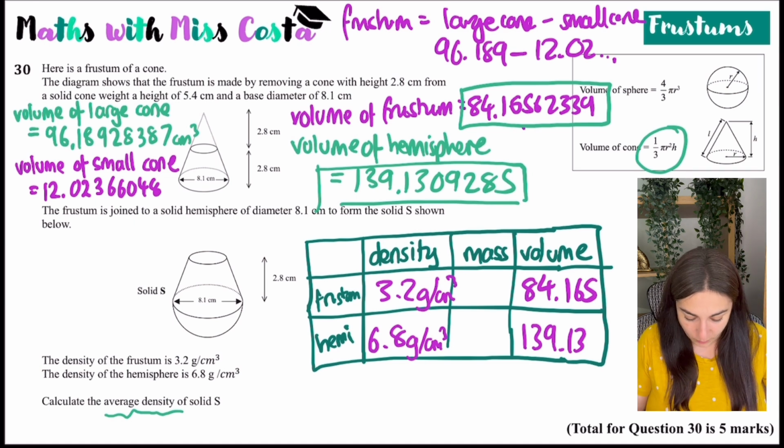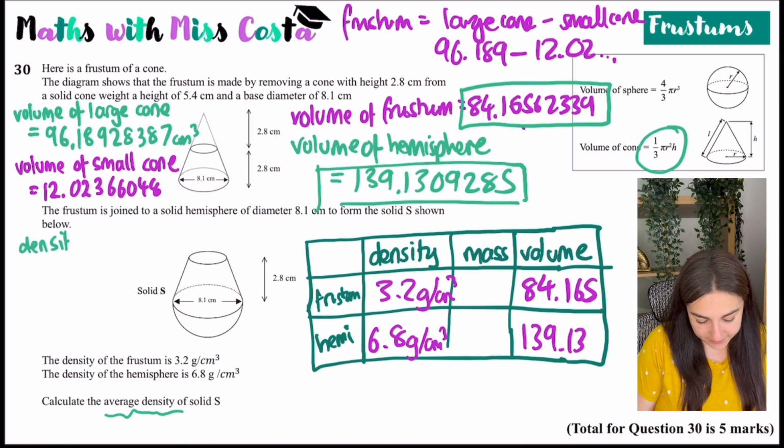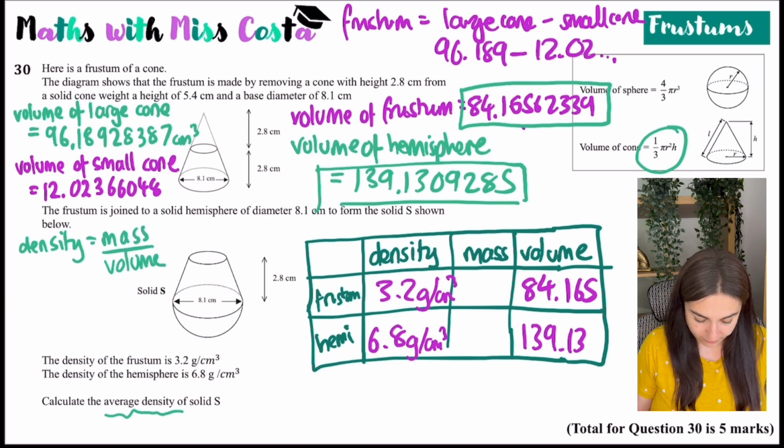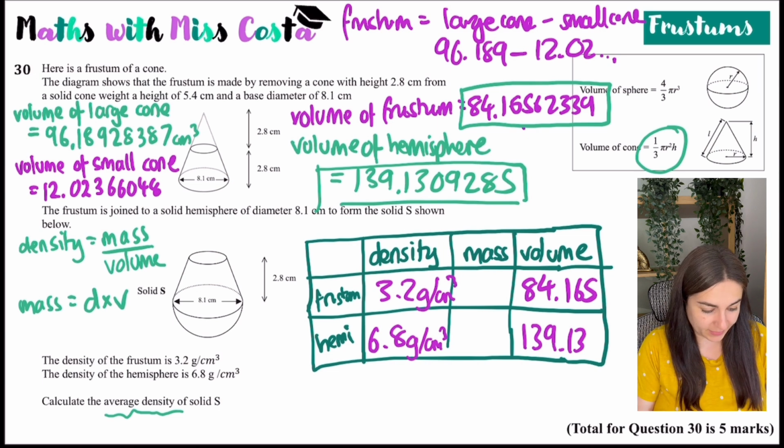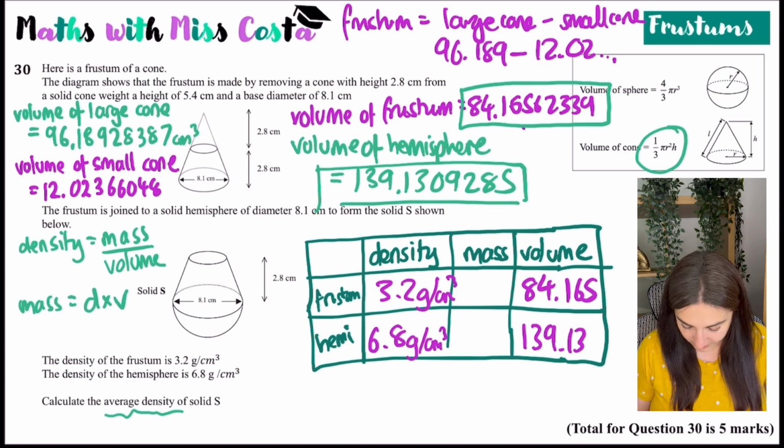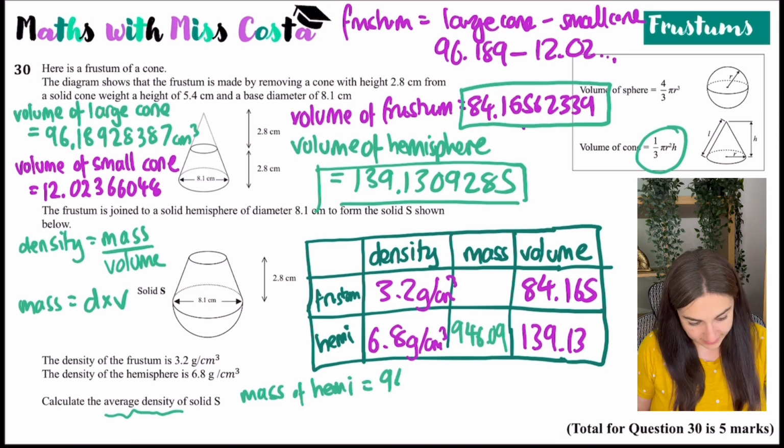So what's the formula for density? Well, density is mass over volume. So therefore, to work out mass, I just do density times volume. So I still have 139 saved in my calculator, so I'm just going to times that by 6.8. Whoa. Okay, so that's a mass of 946.09. So mass of hemi is 946.0903135.